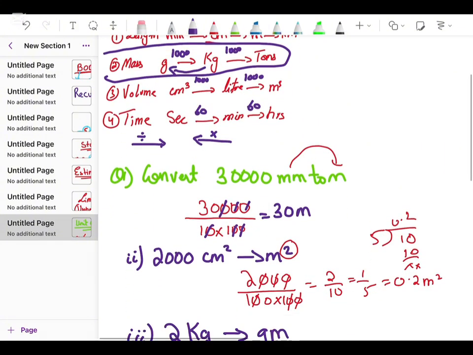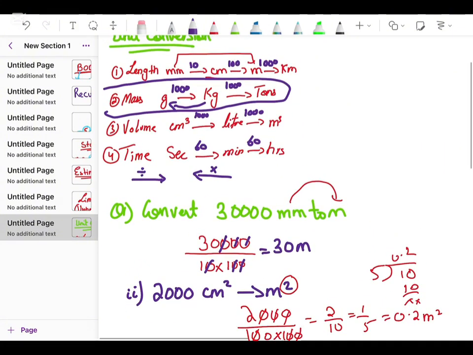The important thing is part number 2. You can see centimeter square and meter square. So that's why when we convert centimeter to meter, we just divide by 100. But because of the square, I have to write 100 two times in the denominator. If it's cube, then I will write it 3 times. Okay, so I hope everything is clear in conversion.